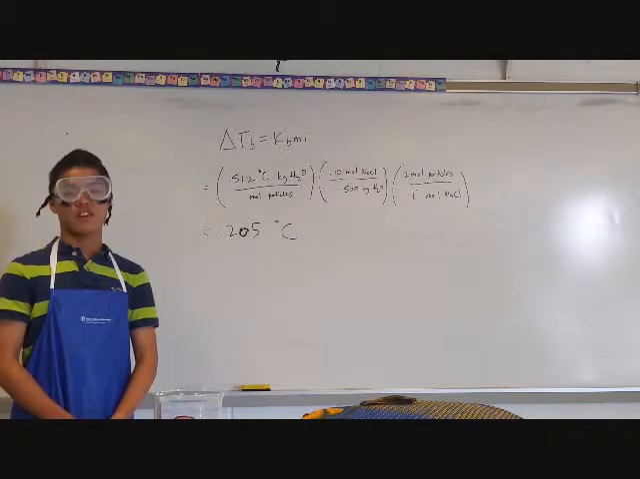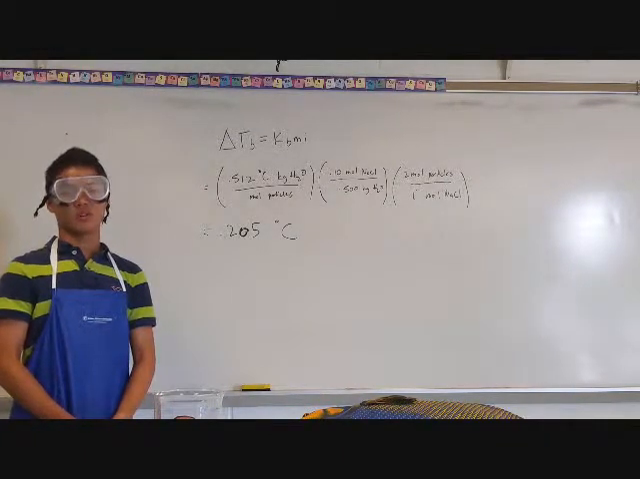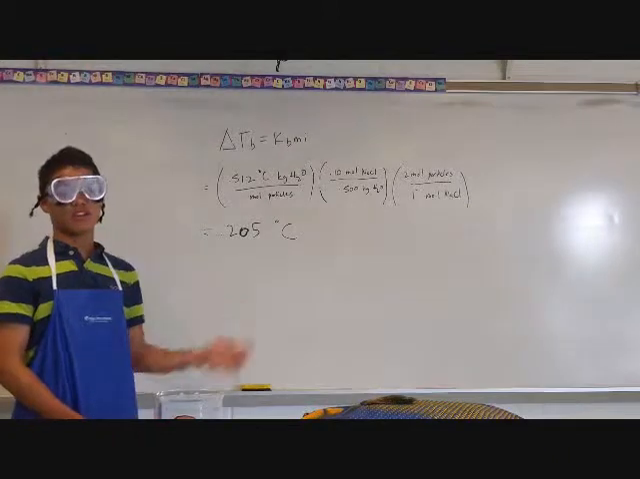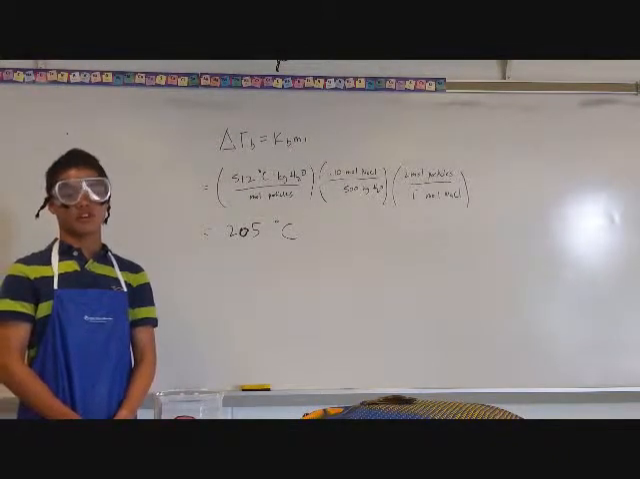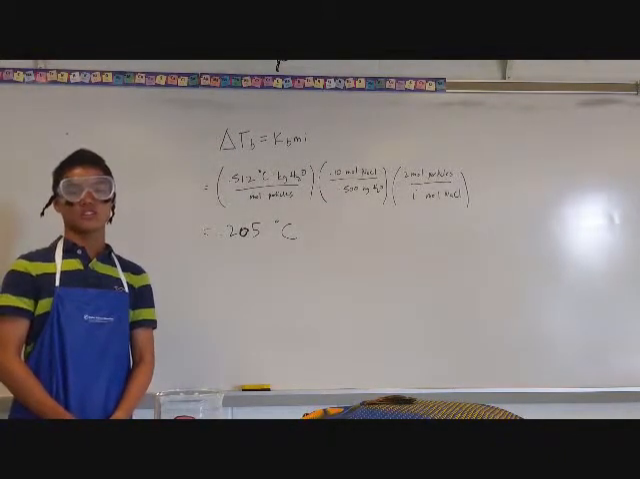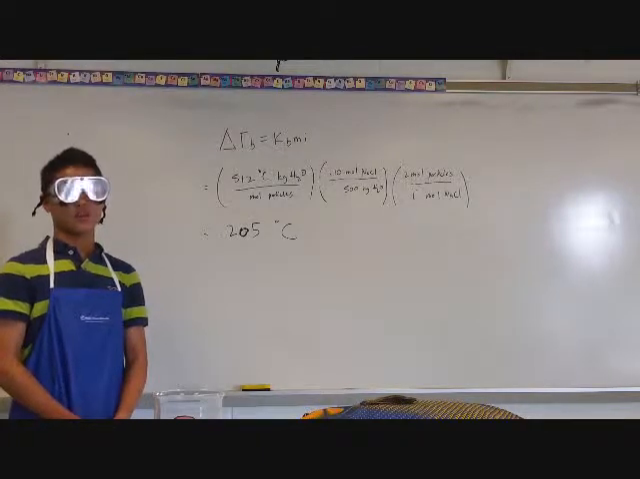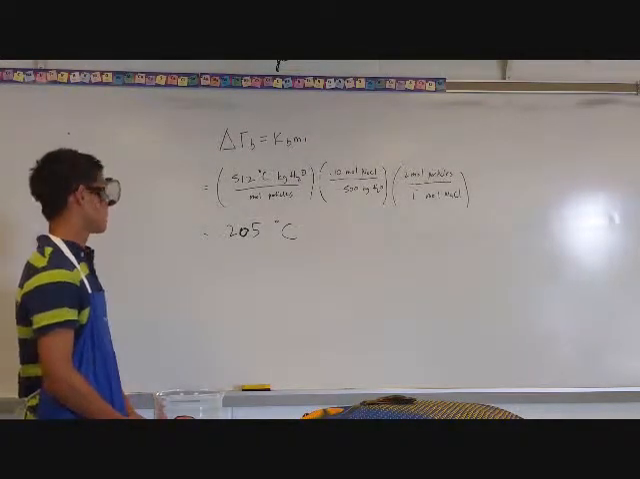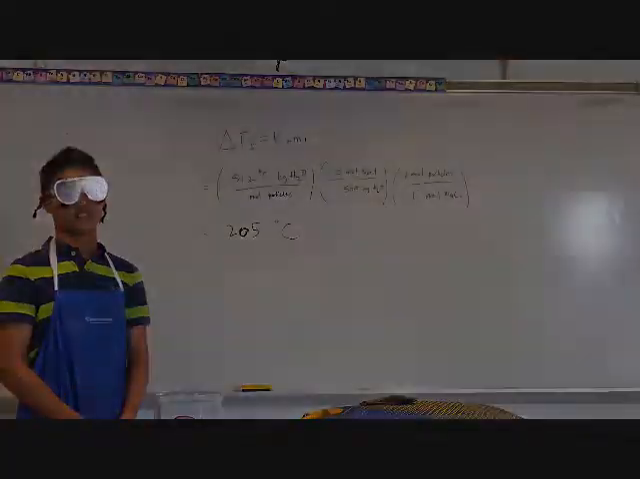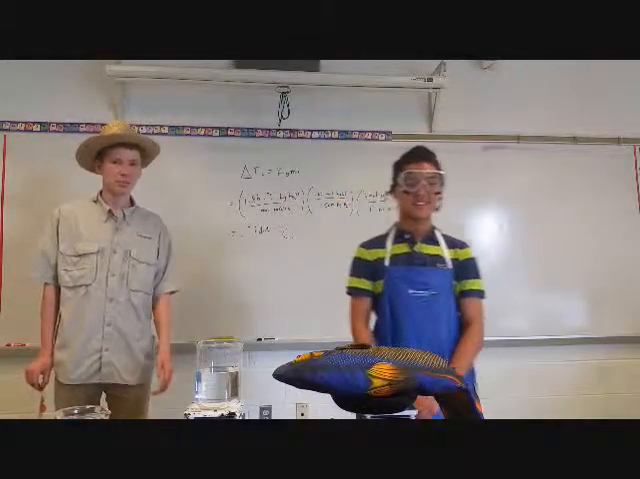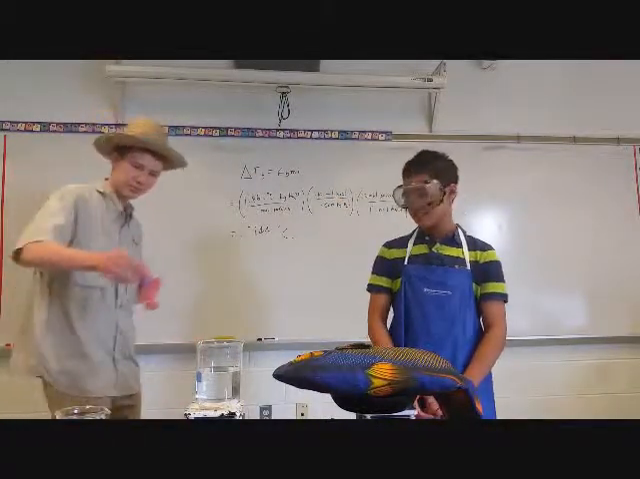That means adding 5.84 grams of salt will raise the boiling point by 0.205 degrees Celsius compared to if we boiled pure water. Since the boiling point of water is 100 degrees Celsius, the boiling point of this solution will be 100.205 degrees Celsius. Well, that took a long time to explain, but the water's already started to boil.